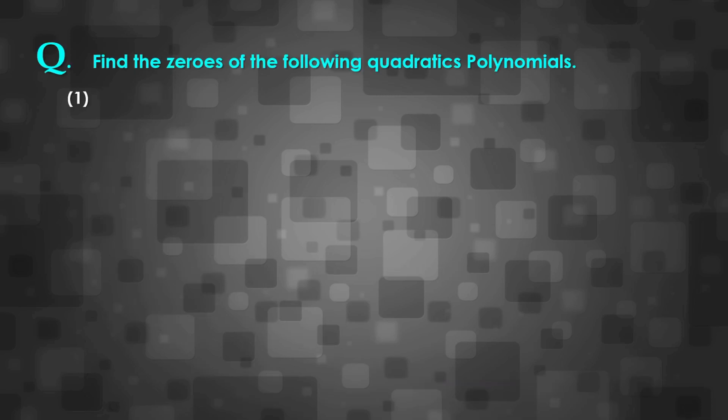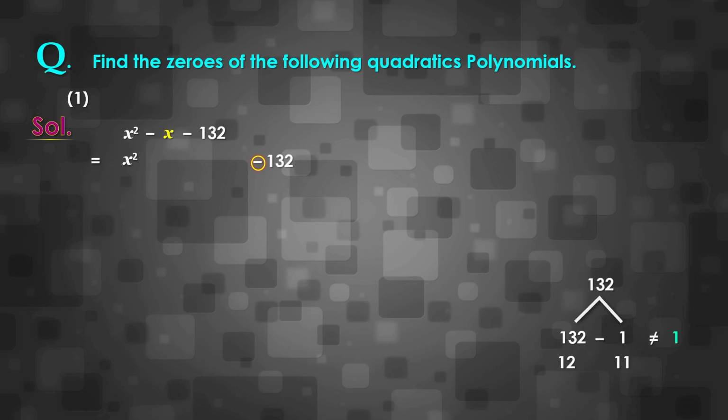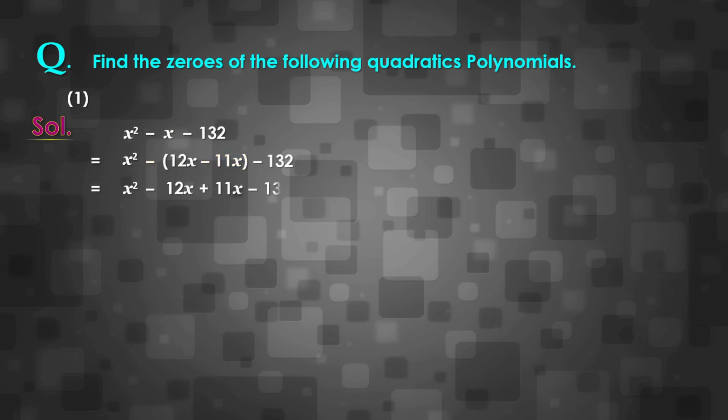Now let us find the zeros of the quadratic polynomial x squared minus x minus 132. First, we look for two numbers whose product is minus 132 and whose sum is minus 1. The numbers are minus 12 and plus 11. Now we split the middle term minus x into minus 12x plus 11x. So the expression becomes x squared minus 12x plus 11x minus 132.